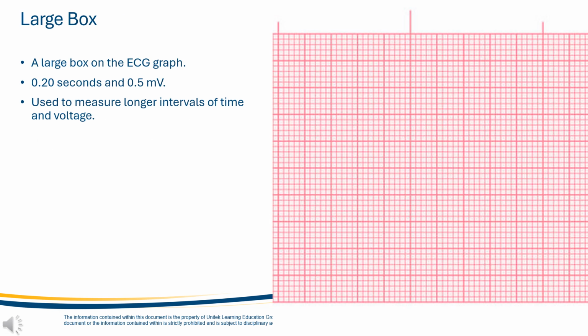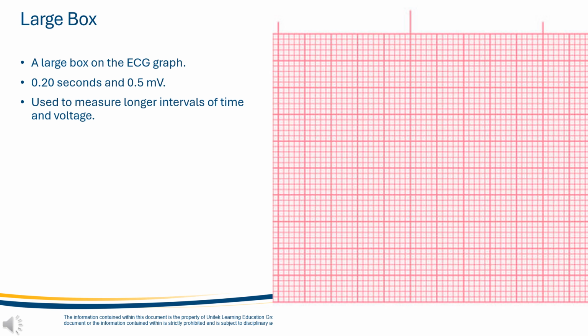Let's take another look at the large boxes. A large box on the ECG graph is the larger grid square that's formed by the intersection of horizontal and vertical lines. These help to accurately measure electrical activity over time and the magnitude of that activity. So remember that we measure time on the x-axis, and each large box equals 0.2 seconds. This helps us to measure longer intervals in electrical activity.